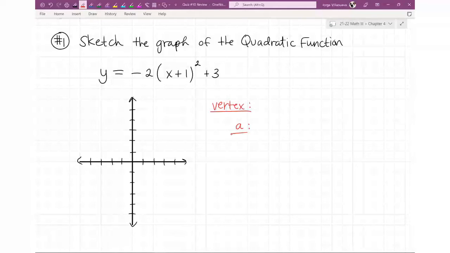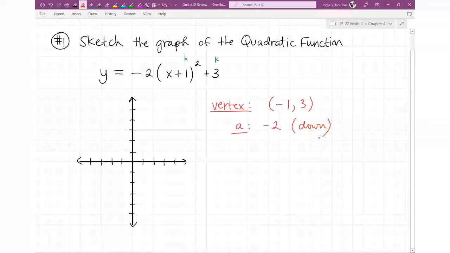What's my vertex for this? Remember, vertex is HK. What's my HK? All right, -1, 3. Thank you. So -1, 3. Remember, it's always the opposite of what you see, right? Here's your H value. Here's your K value. So H is always the opposite of what you see. K is exactly what you see. So -1, 3. Perfect. What's my A value? -2. Thank you. So my A value is -2. Which way does it open? Down, because it's negative. Okay, so thank you for that.